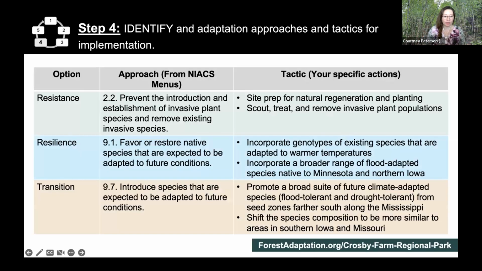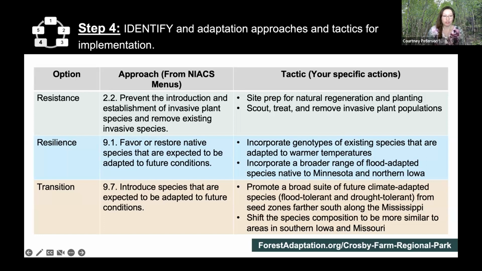All right, so what we ended up coming up with: we used the forest menu of adaptation strategies and approaches, and we thought about this primarily in terms of the species within this urban forest for these strategy examples. And so for resistance, we decided our approach is to prevent the introduction and establishment of invasive plant species and try to remove those existing invasives where they're present.